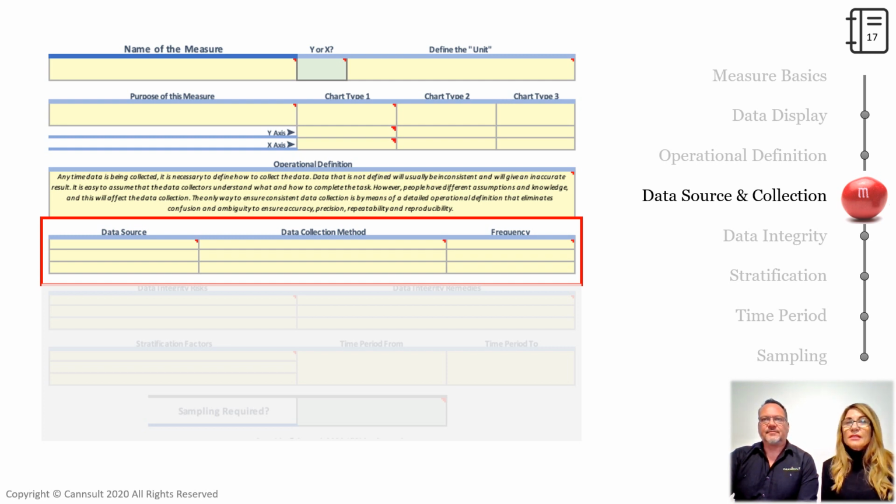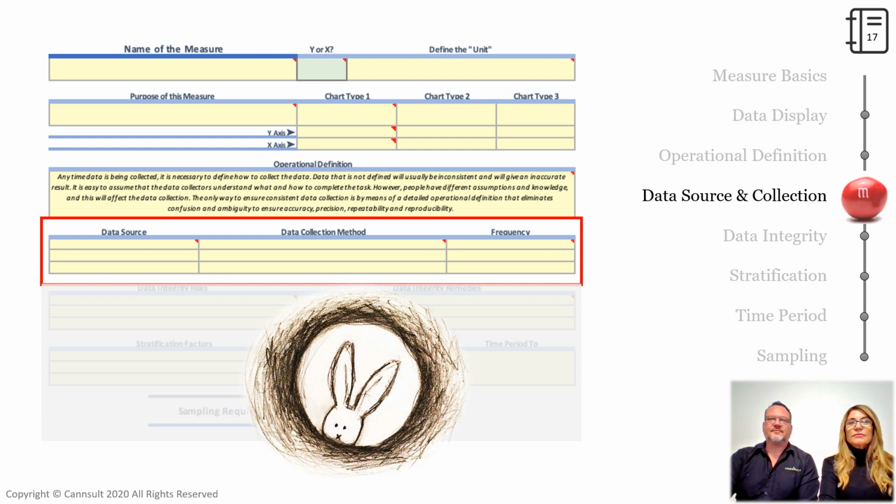The next piece is the data collection method. How will the data be collected? Will someone from the IT department generate a report? Will the receptionist keep a tally sheet? Will the operators track it on a whiteboard every time they see a defect? There are so many ways to actually collect the data, and it might be different for each measure. So this is where we make that clear for our measure. The frequency describes how often that data will be collected. We'll cover this more deeply in the upcoming section on sampling. But just for a few moments, we're going to dive into a little bit more detail here, a little bit of a rabbit hole about manual data collection.